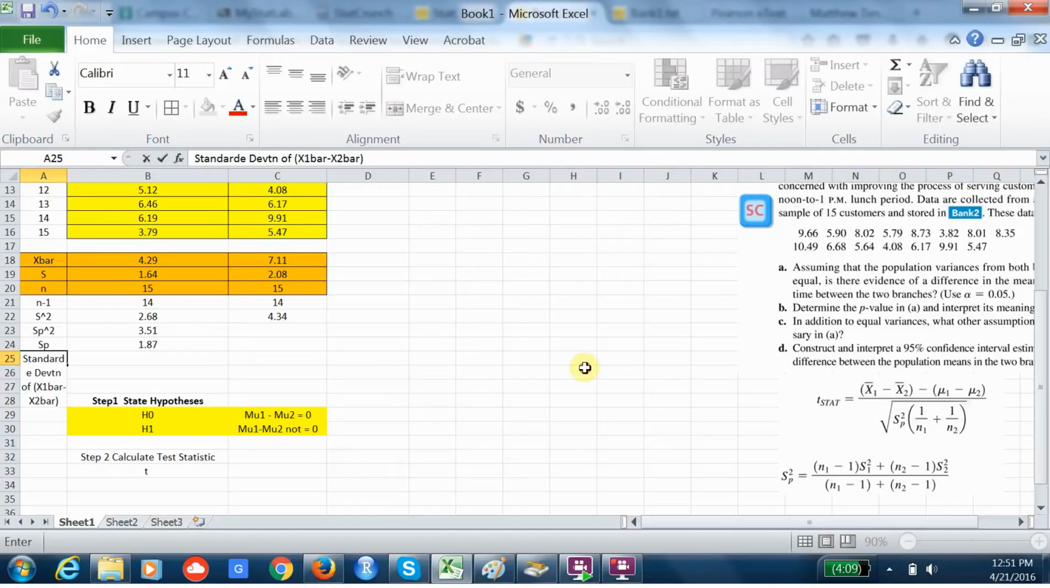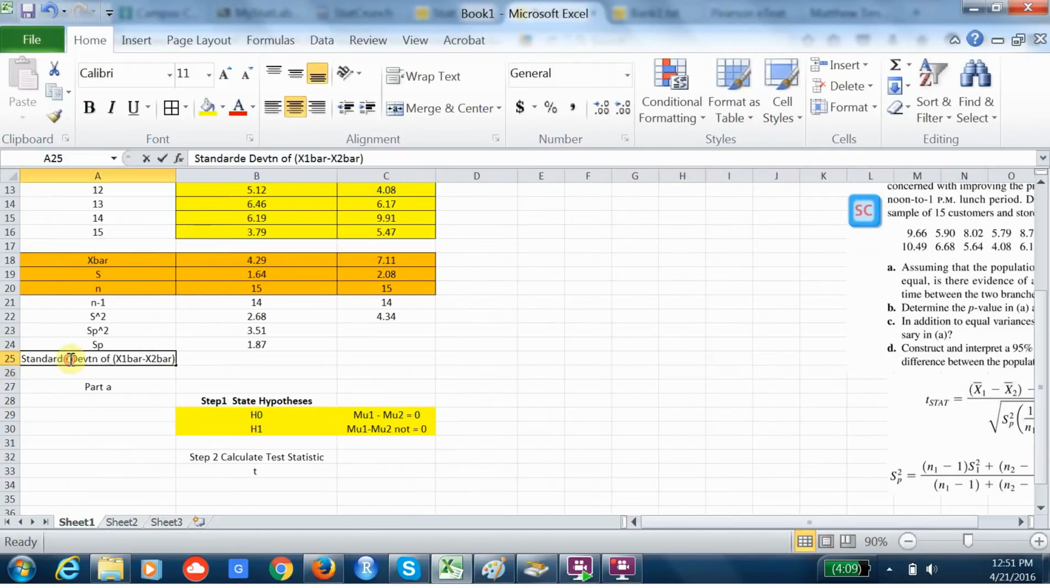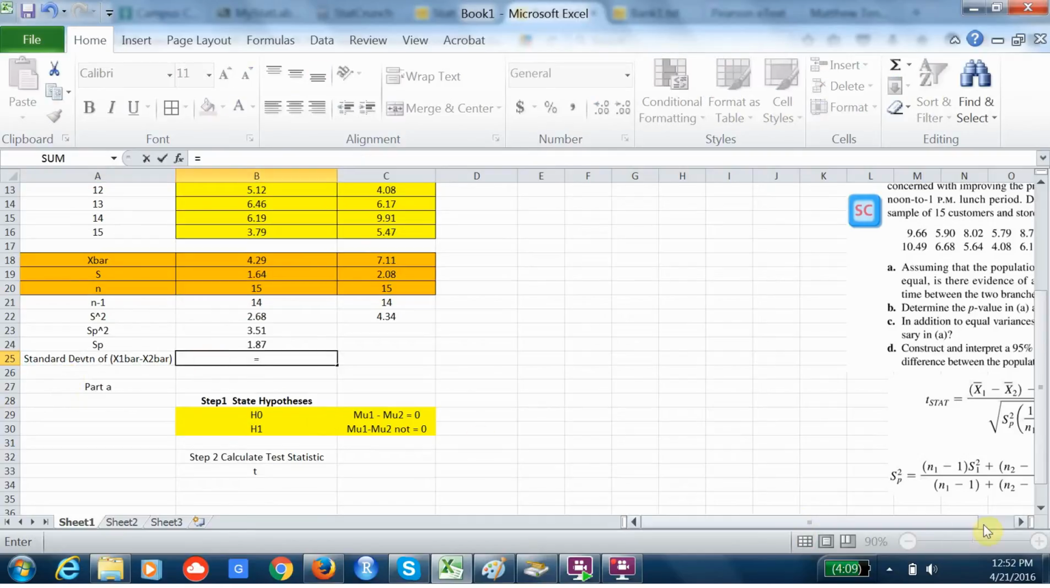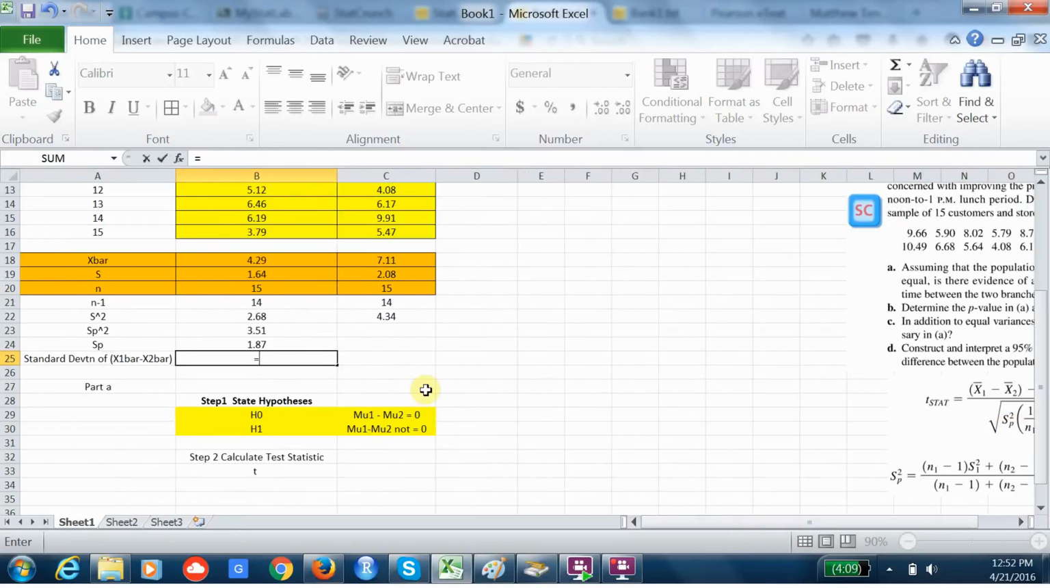That's going to be this denominator. I'm going to compute this off to the side. So this is going to be equal to, let's see if I can fit everything on one page, the square root of the variance divided by n1 plus the variance divided by n2. So it's going to be the square root of the quantity, this divided by, make sure you pick n1, plus the same quantity divided by n2. I'm going to close off the square root.